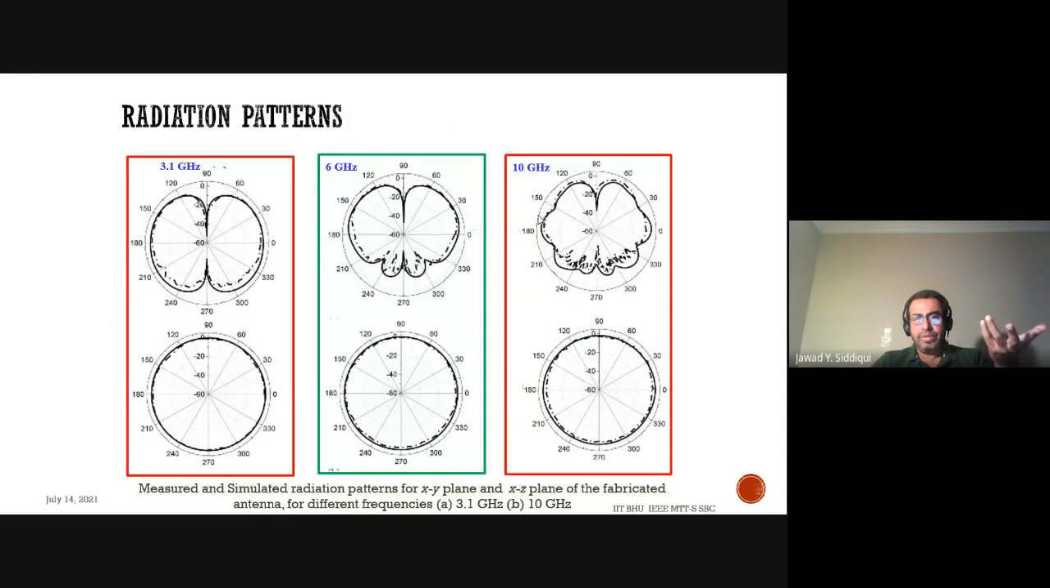But when we see the radiation pattern, as you can see here, the radiation patterns at 3.1 gigahertz, at 6 gigahertz just before the notch frequency, and at 10 gigahertz, it is a perfect monopole-type radiation pattern. What you can see here are the E-plane and H-plane radiation patterns at different frequencies of the fabricated antenna.